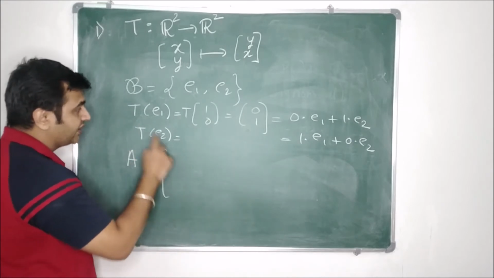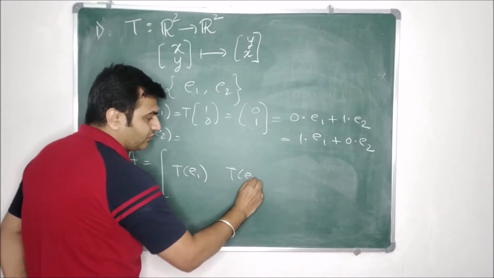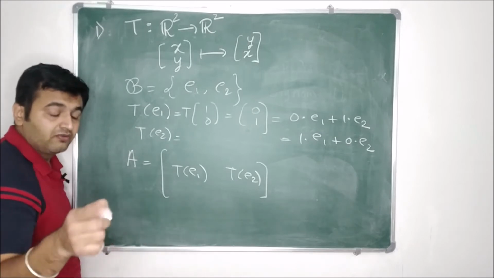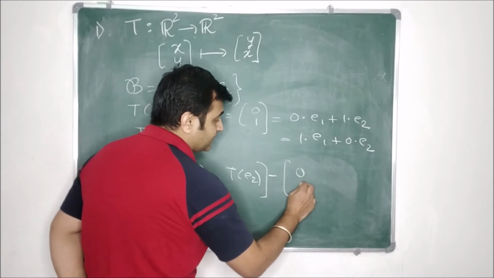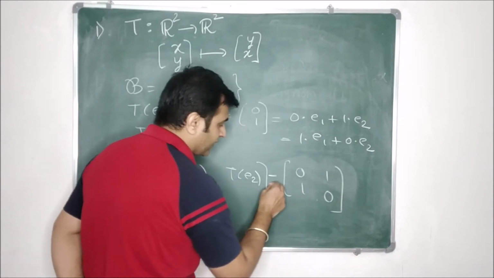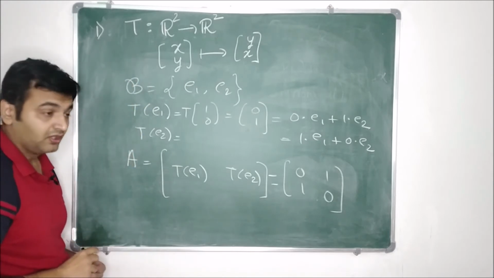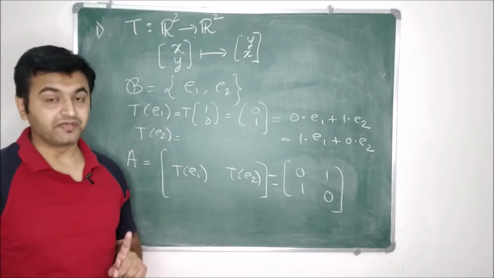You write down the coordinate vector. So T of E1 is the first column, T of E2 is the second column. For this also I have recorded a lecture. You will find the link in the description. Okay, so what is this? This is nothing but 0, 1 and 1, 0. So this is the matrix corresponding to this linear transformation. Okay, so if the matrix is not given to you, your first step will be to find that matrix.